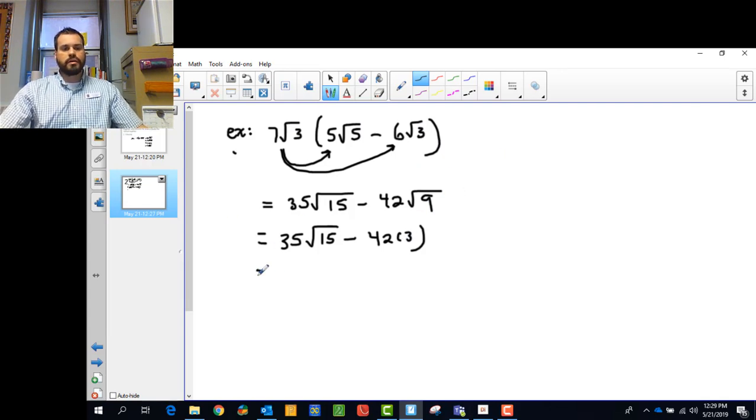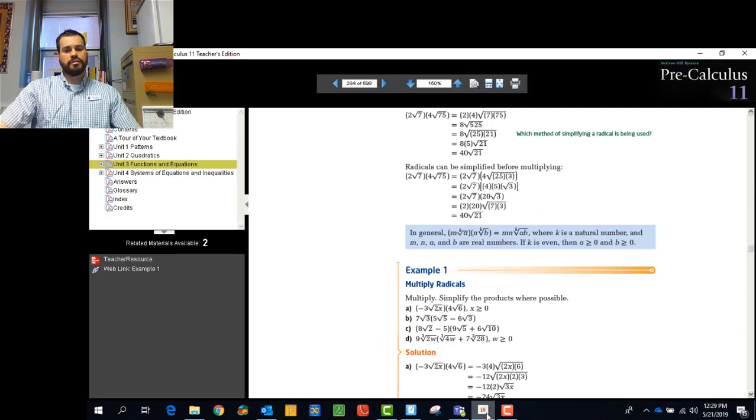Okay? So then we're going to have 35 root 15. Again, we can't do anything with that. And then 42 times 3, so it's 126. And that's our answer. Okay? And then if we could, we would look at whether I can add or subtract these. It goes back to what we were talking about with adding and subtracting, but they have to be like terms. So there's no root here. There is here, so you can't add them together. So multiplying is pretty easy as long as you follow the rules.